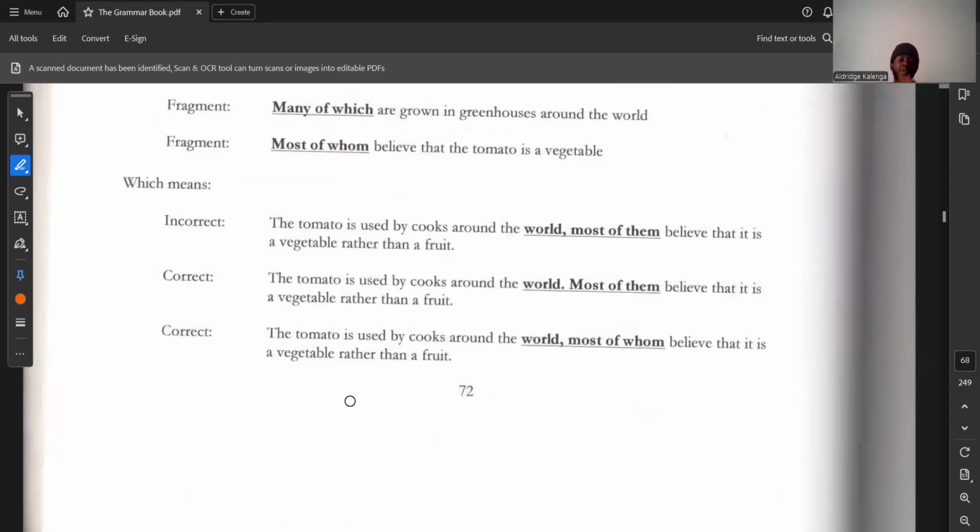So let's look at this real quickly. The tomato is used by cooks around the world, most of them believe that it is a vegetable rather than a fruit. So just a quick one. Any one of you, just a quick one, real quick. Can you tell me why this is incorrect, in any form, any explanation in general? This is just an incorrect sentence or clause here. Can you tell me what's wrong with this and why this is marked as incorrect?